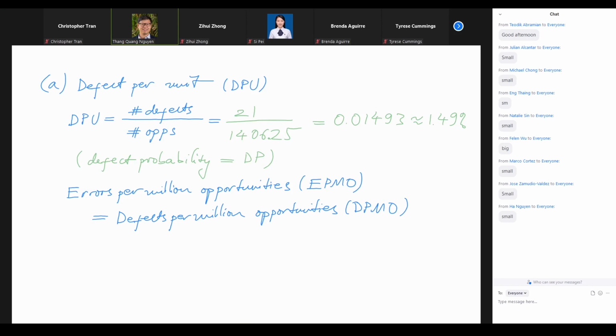Okay, so in this case, we're going to call that EPMO because we talk about services, fulfillment services, right? But if we work on this in the manufacturing context, then normally we call that a defect. But in terms of the equation, they are equal. They use the same thing to calculate the number, right? So sometimes we call it EPMO, sometimes we use DPMO instead. But in this case, EPMO and DPMO are the same thing. Then it is calculated as the DPU that we got earlier, multiplied by 1 million.